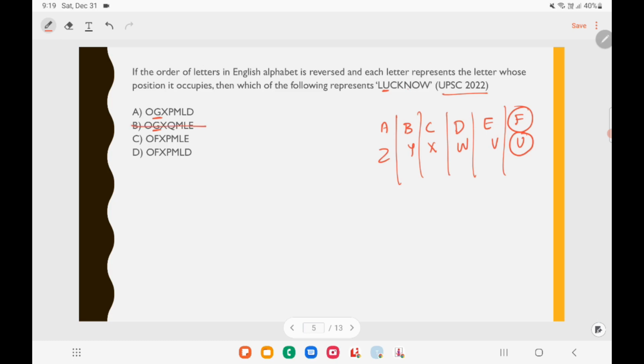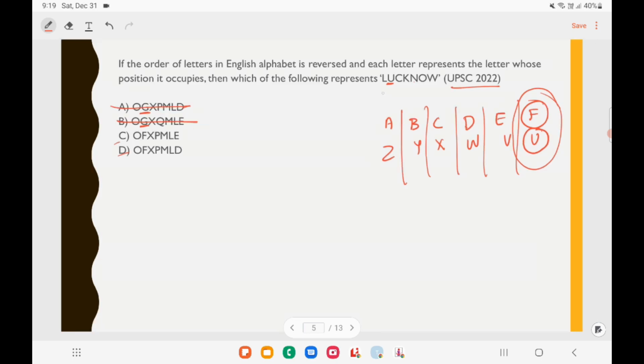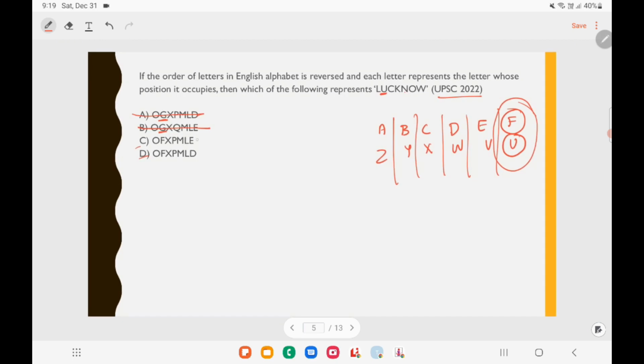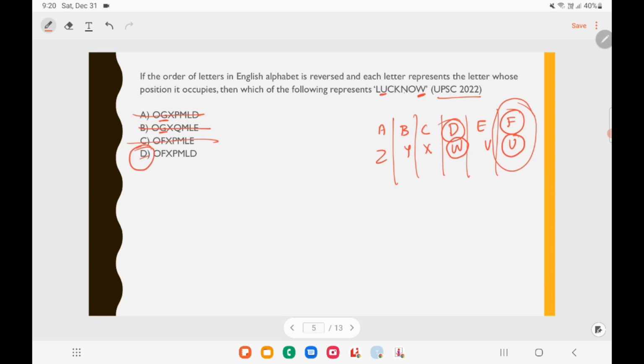So you can eliminate these two options because here U is corresponding to G. U should be corresponding to F. So either C or D is the answer. So by just looking into one letter, I have eliminated 2 words. You don't need to look into all other letters here. Just look into U. Now if you see these 2 options, the last letter is different. Here the last letter is W and W corresponds to D. So you can eliminate option C as well. So the answer will be D. Option D will be the right answer.